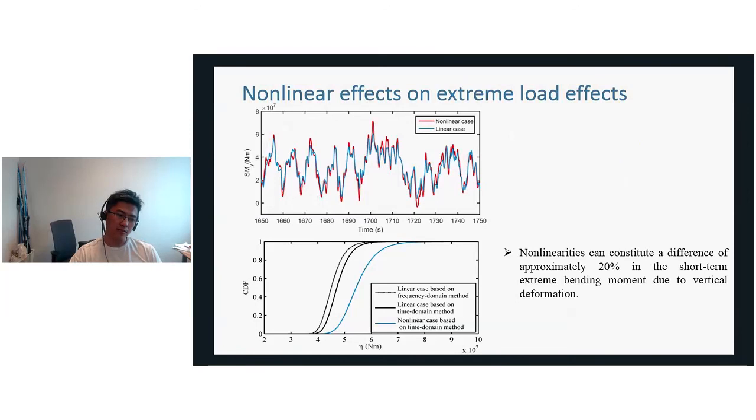And here we plot the CDF of the short-term extreme bending moment in linear and nonlinear analysis and compared them. If you compare the black and the blue solid lines, which are the linear and nonlinear analysis results respectively, there is about 20% difference for the median extreme section moment. So it would be better to include the nonlinear effect in the long-term extreme load effects analysis. But if we use time domain analysis to consider this nonlinear effect, it will be very time-consuming to do the simulations, even when you use approximated approaches.